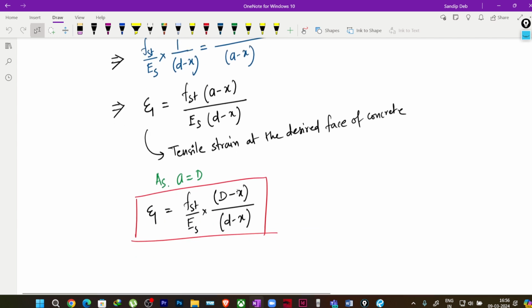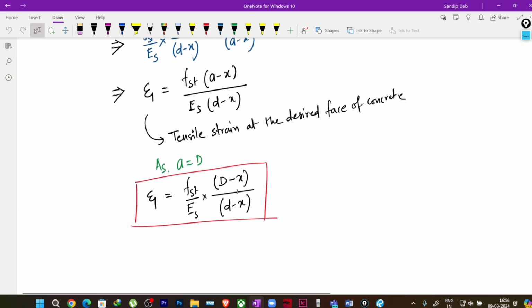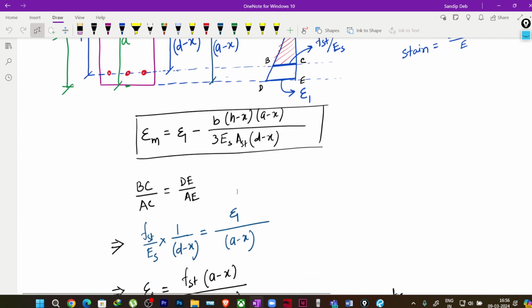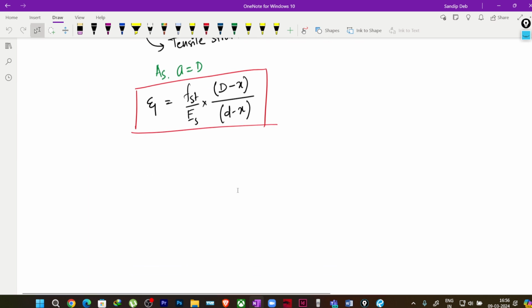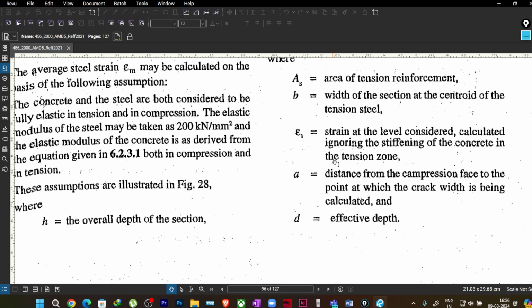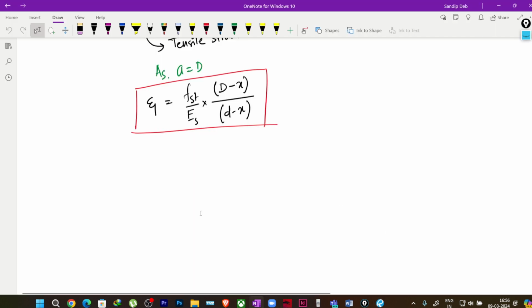Now you need to understand one more thing. What is this? Let me just write it here. Let me just open the code just to see what it is. The strain at the level considered is calculated ignoring the stiffness of concrete in the tension zone. Okay, fine.